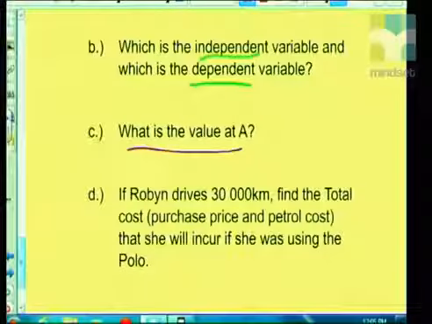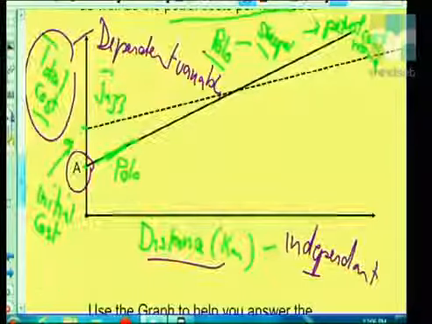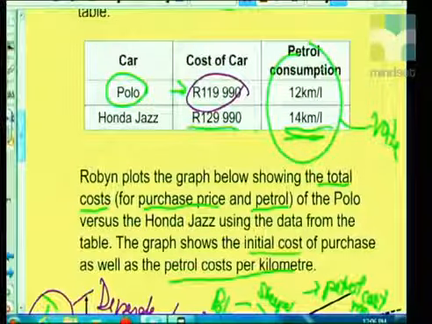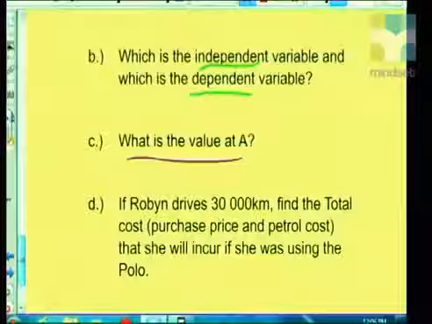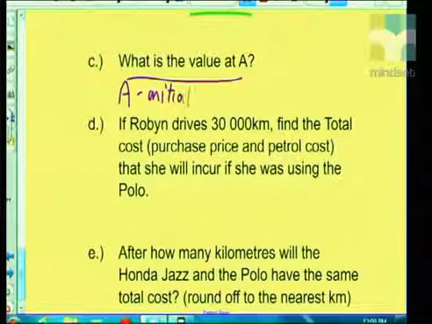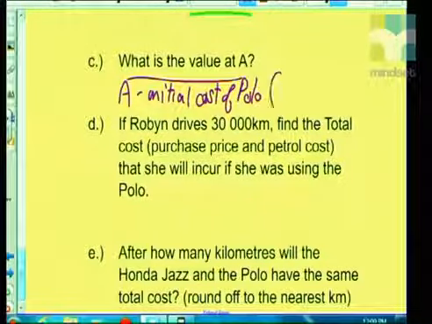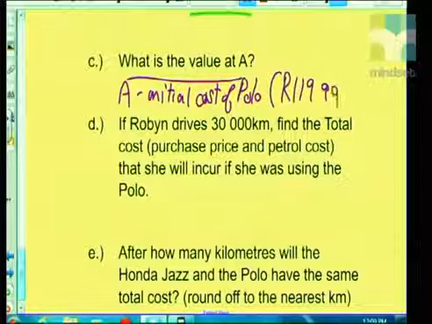Okay, so I've answered that one. Now, what is the value at A? Well, that's the initial cost of the Polo. So we identified that it's the initial cost of the Polo, which was $19,990. We've got that in the table. All we simply need to do is write down that answer. A is the initial cost of the Polo, which from the table we know is 119,990 Rand.